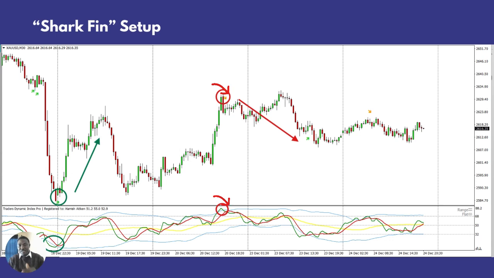So again, you can use Sharkfin as a setup. Basically, I have several videos. When I was using only Sharkfin on 30 minutes, it must be supported by a supply and demand zone.